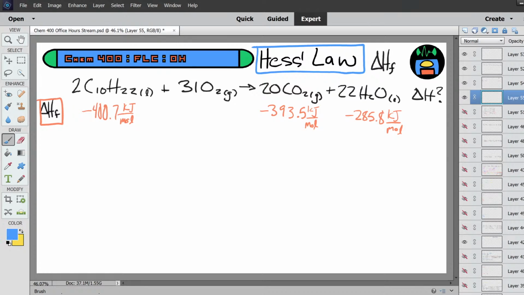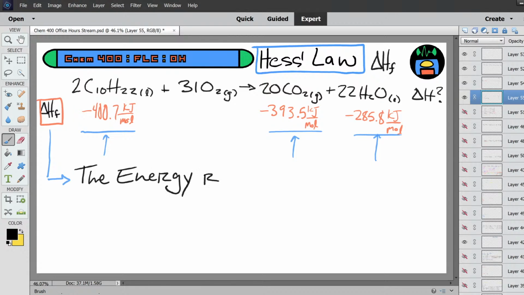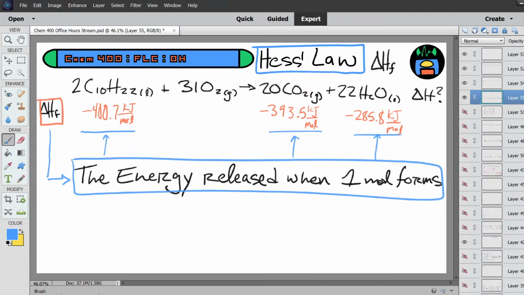Something to keep in mind. Each one of these delta H's, the delta H of formation is literally the energy released when 1 mole forms. All right, that is the definition for the delta H of formation.